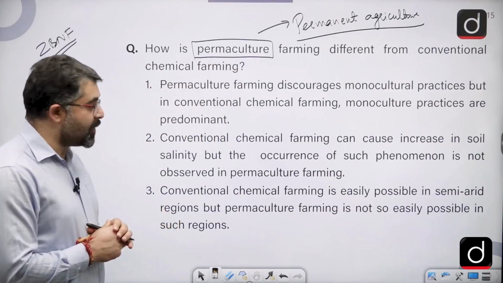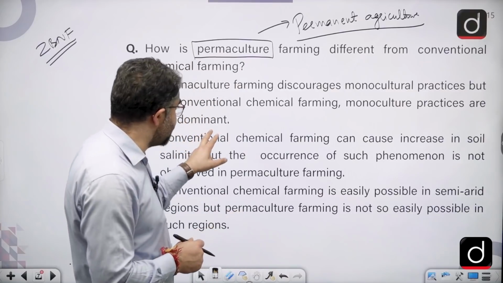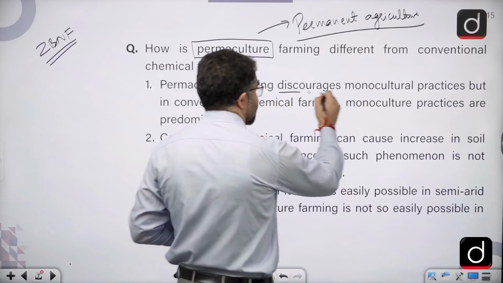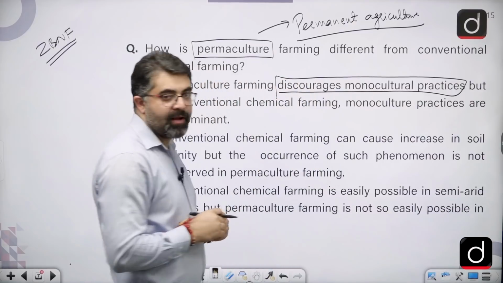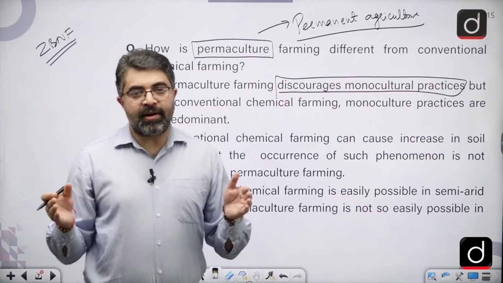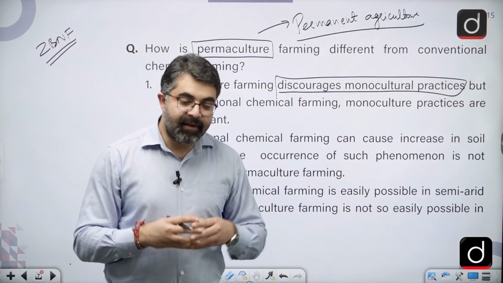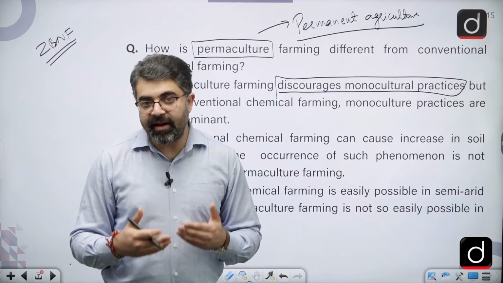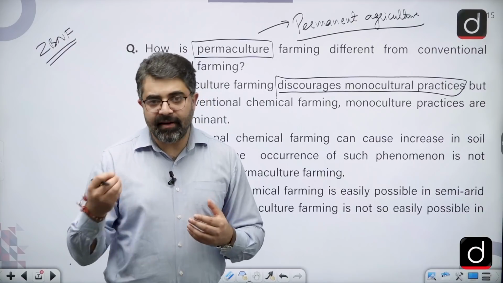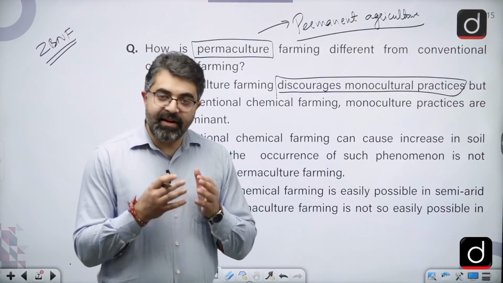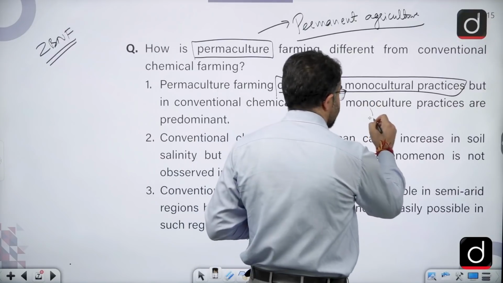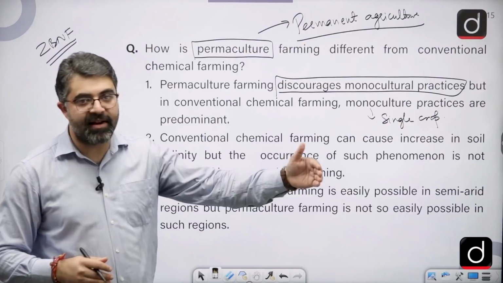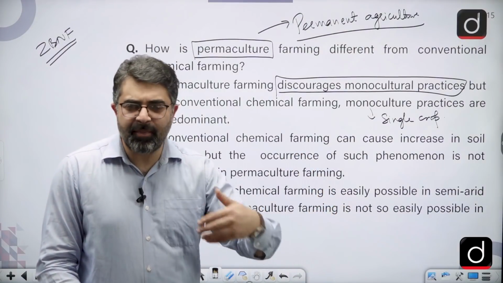Let's see the characteristics now. Permaculture farming discourages monocultural practices, but in conventional chemical farming, monoculture practices are predominant. Yes, it does discourage monocultural farming for one simple reason: there are many crops which can complement each other. If you cultivate multiple crops, they have different effects on the soil and therefore can be very useful for enriching the soil fertility, and productivity will increase. So what is monoculture? Monoculture means single cropping. A single crop is cultivated on a vast area. It can be rice, it can be wheat.